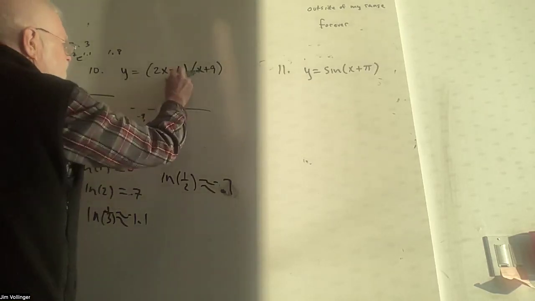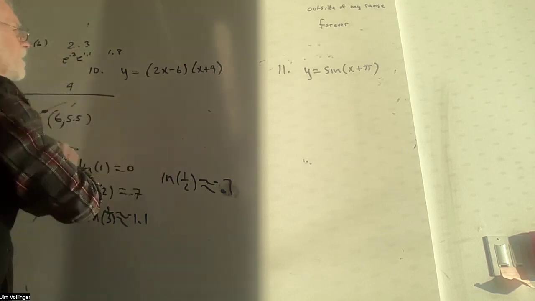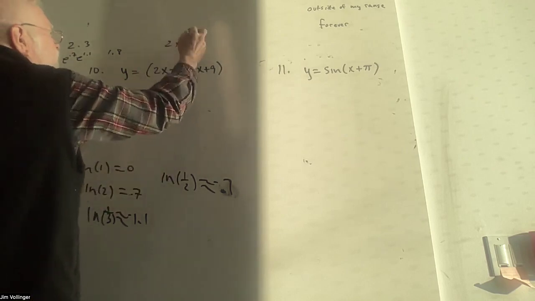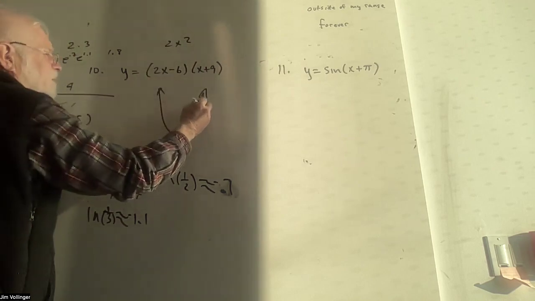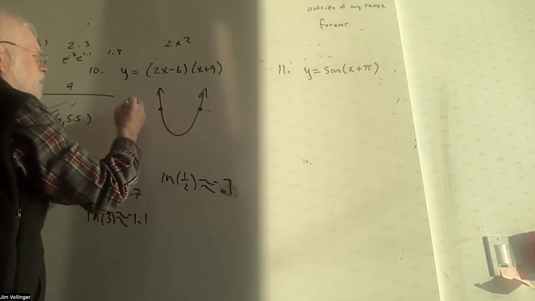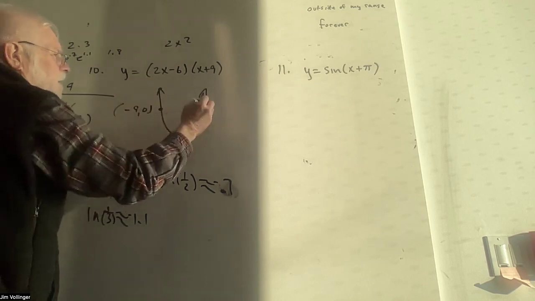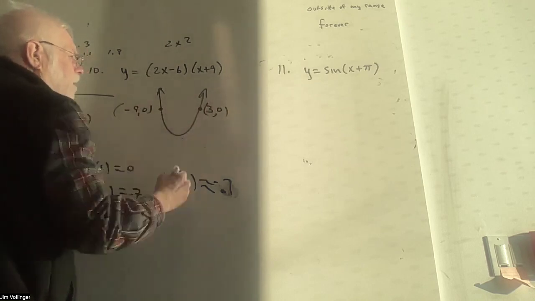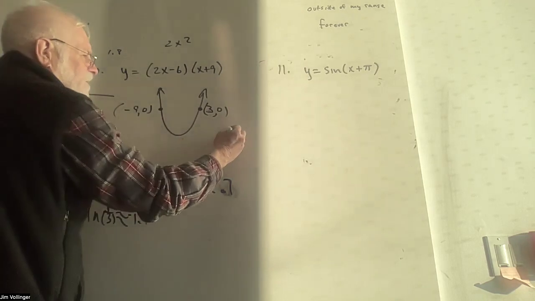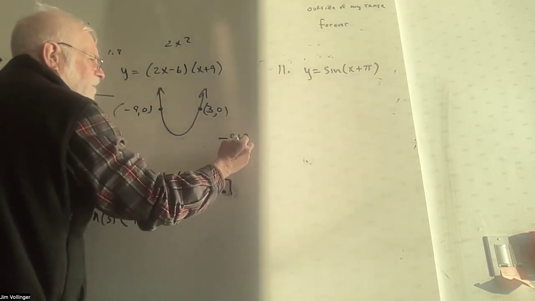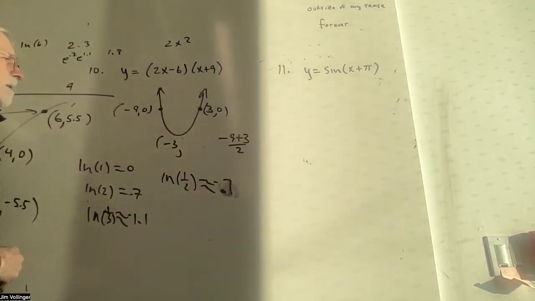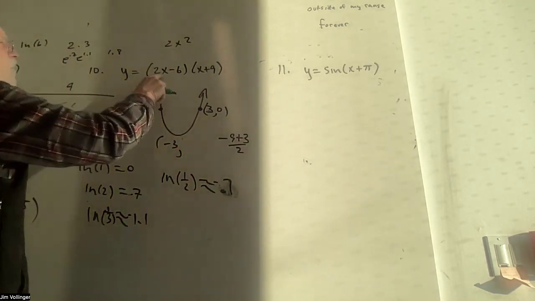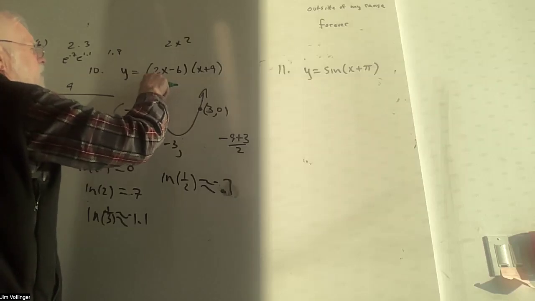So let's cut to the chase. I know that 2x times x is 2x squared, so I know I have a cup shape up. I just found out that 3 makes a 0 and negative 9 makes a 0. Then what's in between them, which is an average, negative 9 plus 3, which is negative 6, divided by 2, tells me negative 3 is going to get me my minimum. And if I drop negative 3 in, I get negative 6.